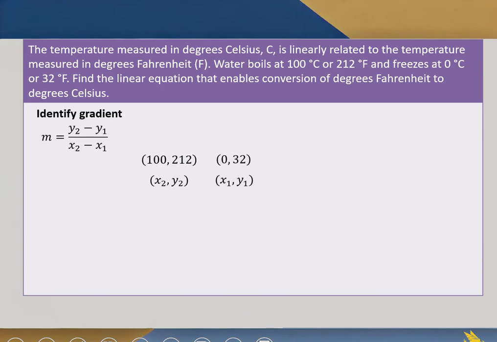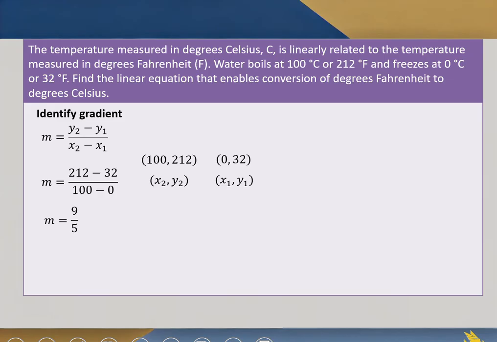I'm just going to list them both down as x2, y2 and x1, y1. I will substitute them into my equation, and it gives me 212 take away 32 over 100 take away 0. I'll simplify them, and that will get me 9 over 5. I simplified that using the calculator, that's why I could do it so quickly.